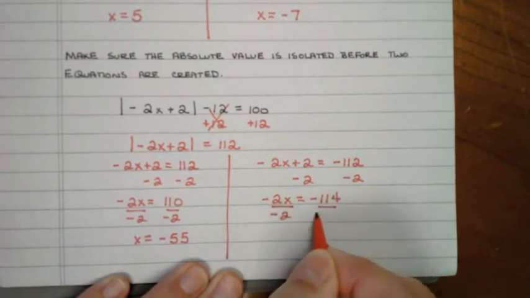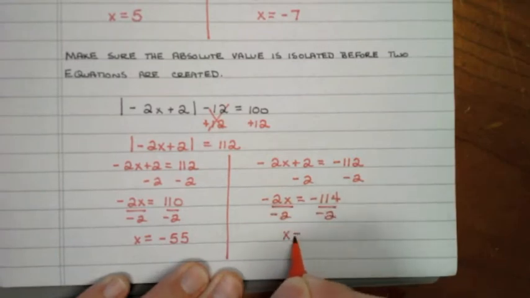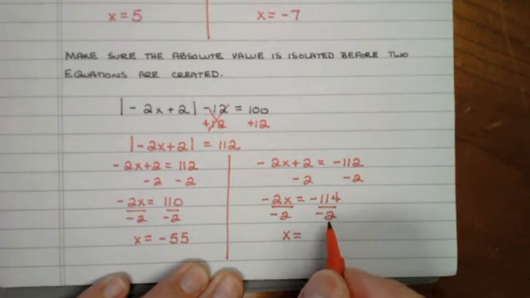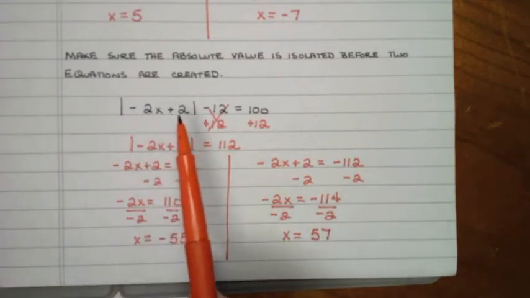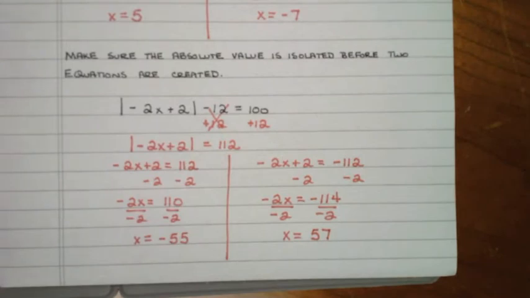Divide both sides by negative 2. A negative divided by a negative is a positive. 114 divided by 2. These are my two answers to this absolute value equation.